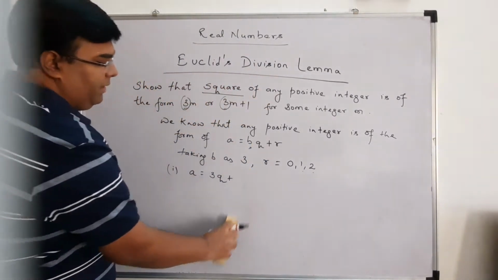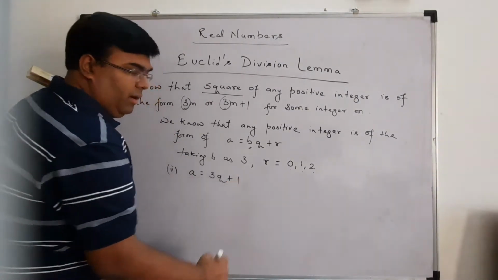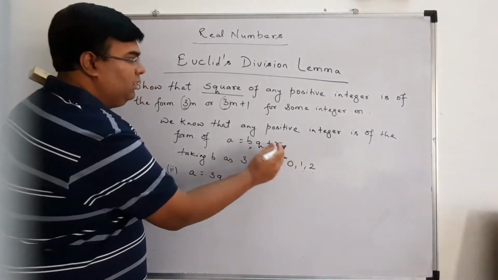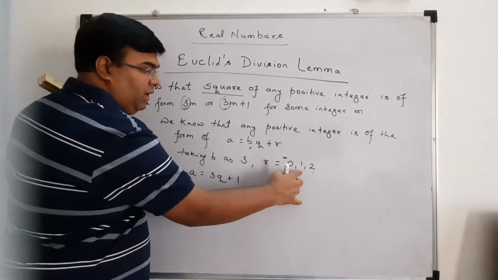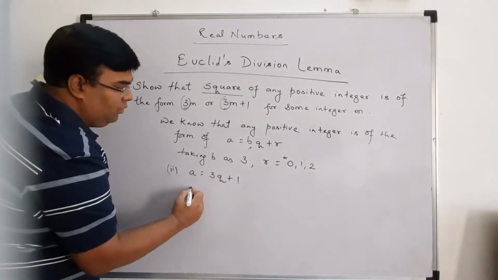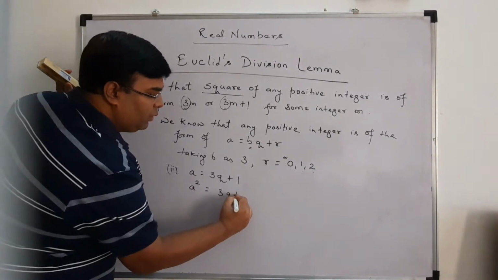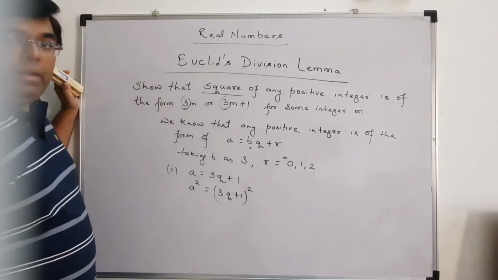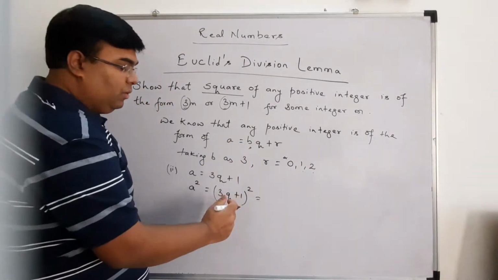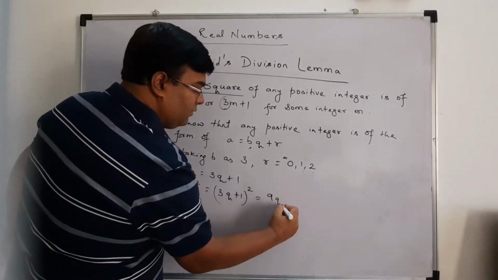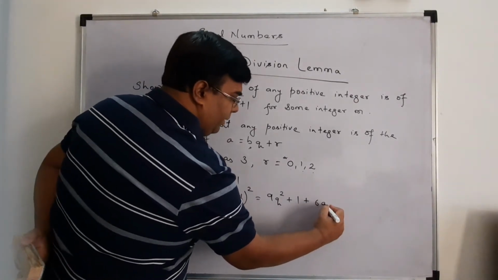Let us take the second case, where my remainder is 1, correct? In the first case we have shown that it is of the form 3m. Second case, a is equal to 3q plus 1, where r is 1. Again we will square it, which is 3q plus 1 whole squared. It will be like a plus b the whole square, which is a square plus b square plus 2ab.